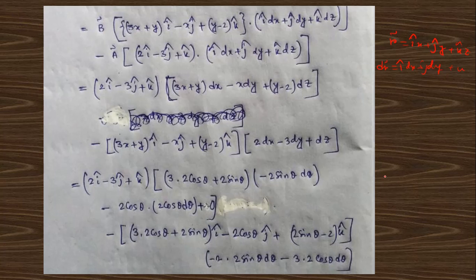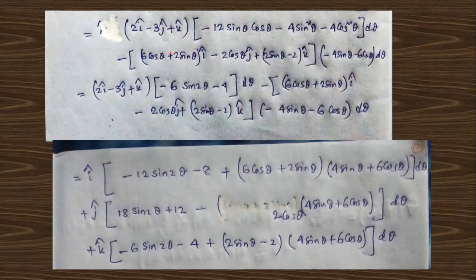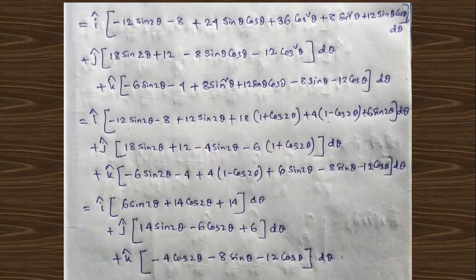Then put the values of x and y: x equal to 2 cos theta, y equal to 2 sin theta, dx equals minus 2 sin theta d theta, and dy equals 2 cos theta d theta. Put these values in this expression and just simplify. There is a long step, just simplify like that. Take this screenshot and verify with your calculation. This is the long step, and then finally put the value. Just take a screenshot and check it yourself. At first you do this sum yourself, and if it doesn't match then check this one.